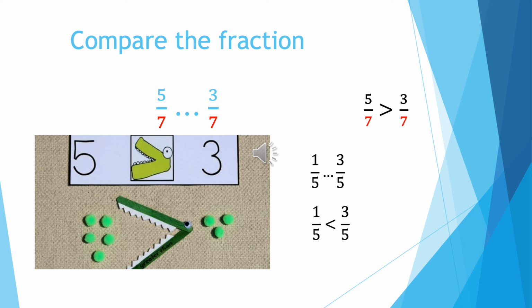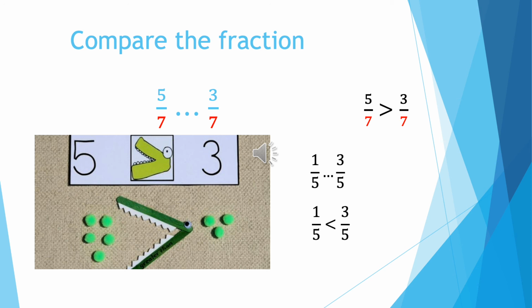Now, after you know what fractions are, let's try to compare fractions. I give you two examples. Here, I have the fractions 5 over 7 and 3 over 7. Which one is bigger? Just see, if the denominator is the same, you just need to see 5 and 3. Which one is bigger? Of course, it is 5, right? So just eat the 5. So the sign will be like this.